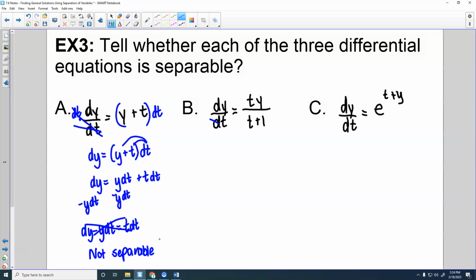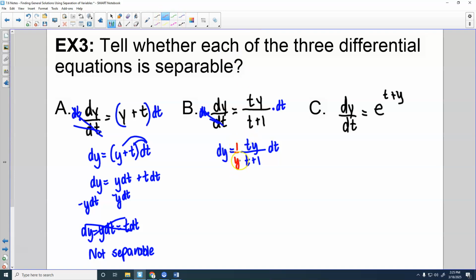Okay, let's look at B, see if we can separate it. For all these, first thing you want to do, multiply by dt. Because you need that dt to be over there on the right-hand side. So that's giving us dy equals ty over t plus 1 dt. So, it's almost there. I have a y right here. Can I get rid of that y? Okay, divide by y.